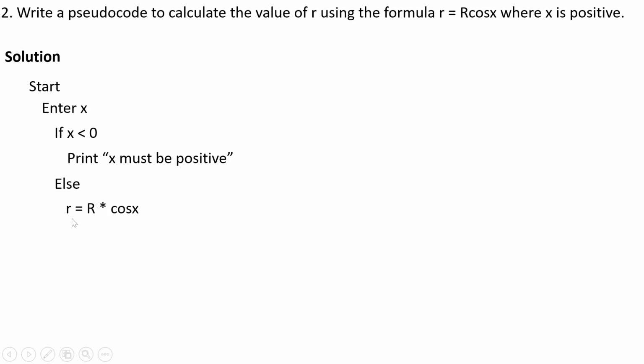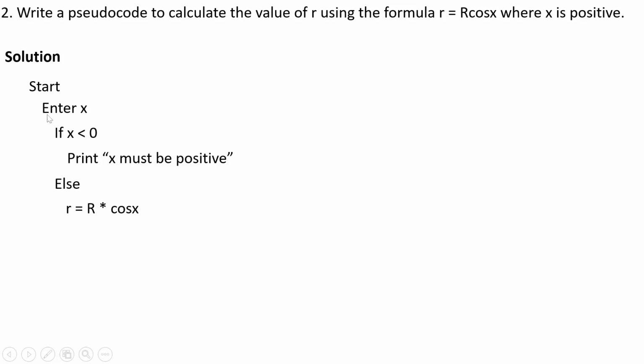So you say else, small letter r should be equal to capital R times cos x. So you are telling it that, or else, if the person has not entered x negative or less than 0, then go ahead and calculate the value of r. That's why we are saying, or else r is equal to capital R times cos x. Then after it does this, you are going to end if.